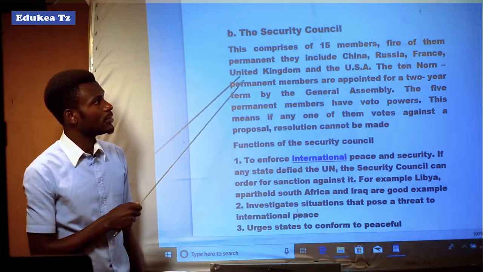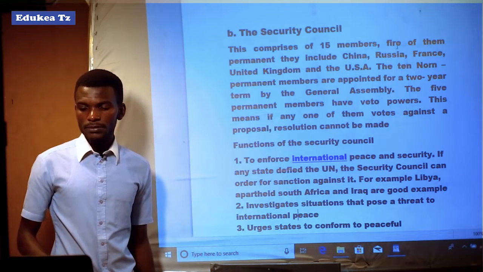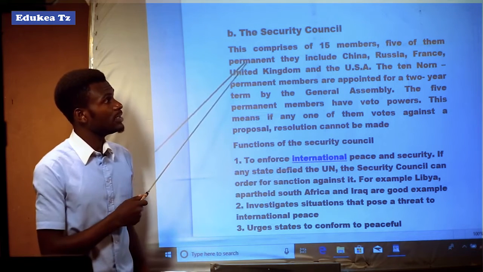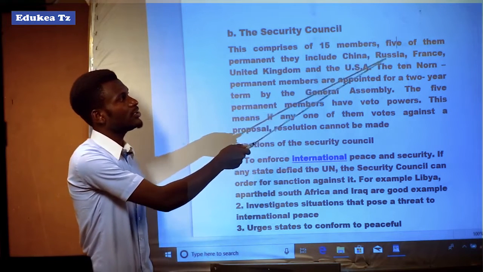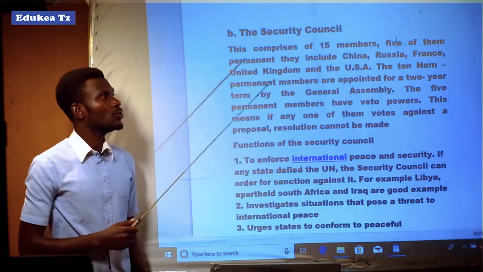Five of them are permanent. They include China, Russia, France, United Kingdom, and the USA.